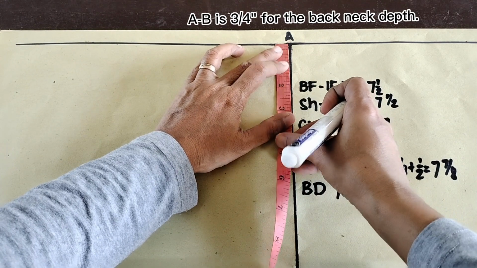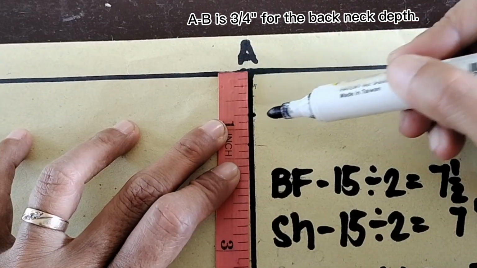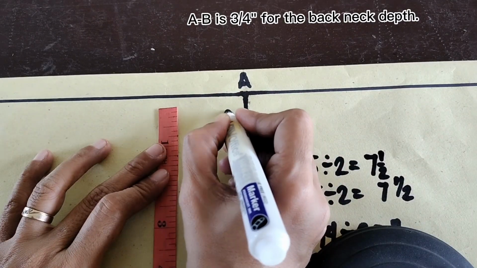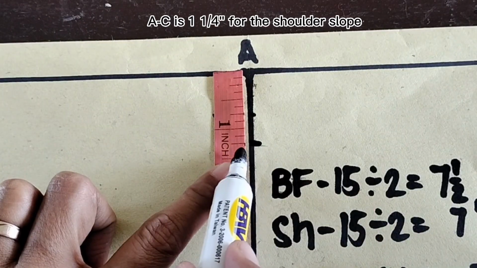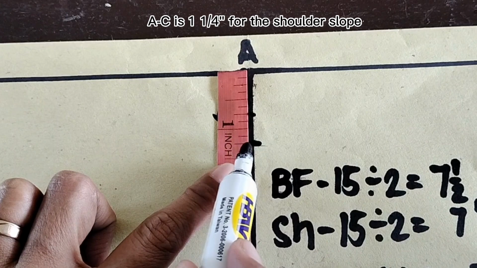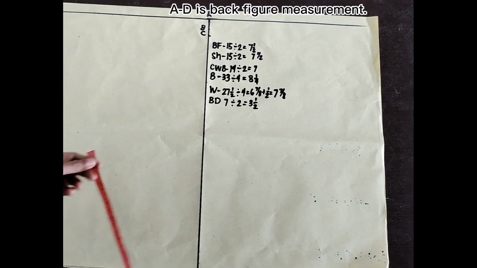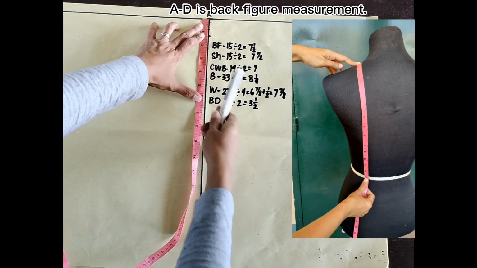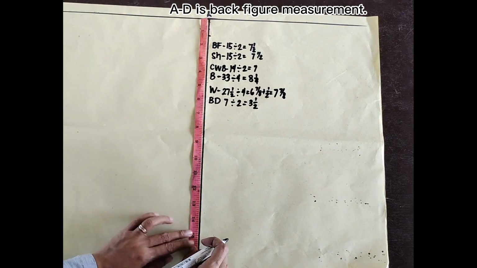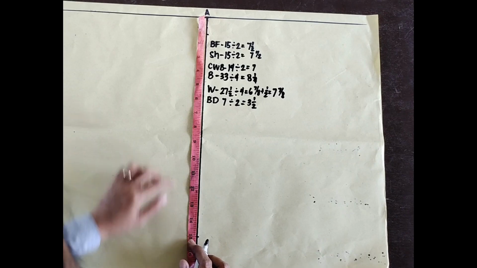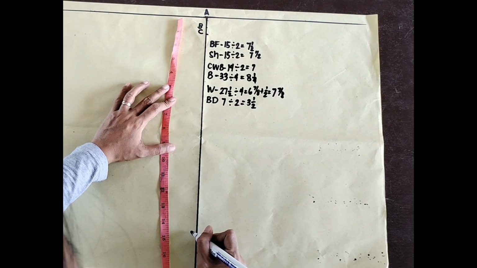I'll be drafting the back bodice pattern on this side and then later the front bodice on this side. Now let us continue. A to B is 3/4 inch for the back neck depth. I'll be marking this as point B. Then A to C is 1 1/4 inches. This is for the shoulder slope. Then A to D is your back figure measurement. 15 inches is my example back figure. So this is point D.